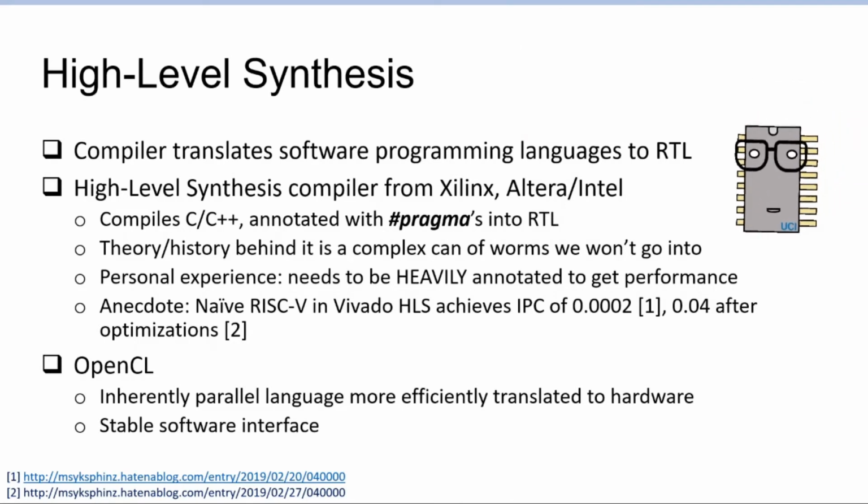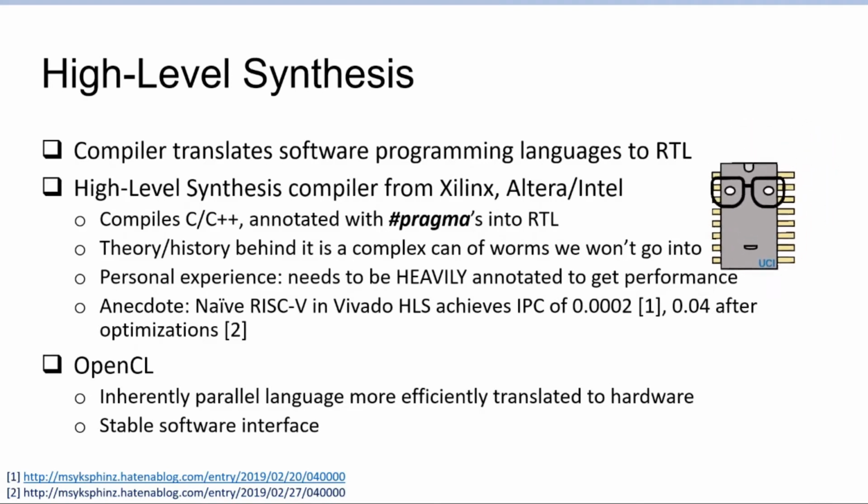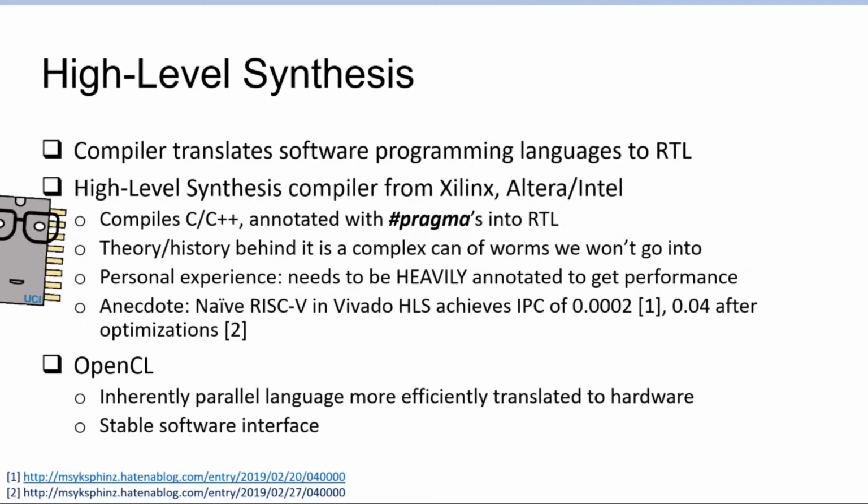So in high-level synthesis, sometimes called things like C2 gates or high-level languages in general, a compiler translates software programming languages to RTL. There are high-level synthesis compilers from Xilinx and Altera and Intel and a few more places. And typically what they do is they take a C or C++ language, annotated heavily, hopefully, kind of like what you would do with OpenCL or OpenMP, heavily annotated with pragmas. And the compiler takes the C and C++ code and translates into RTL.